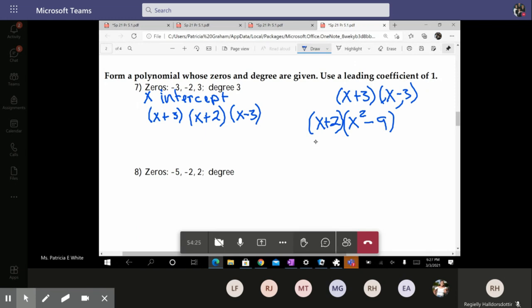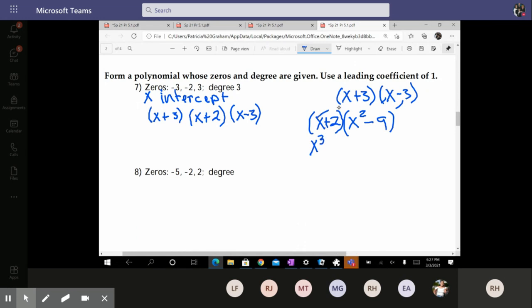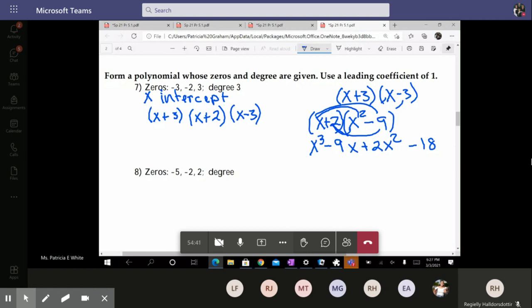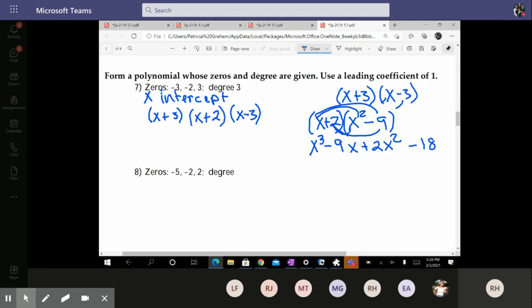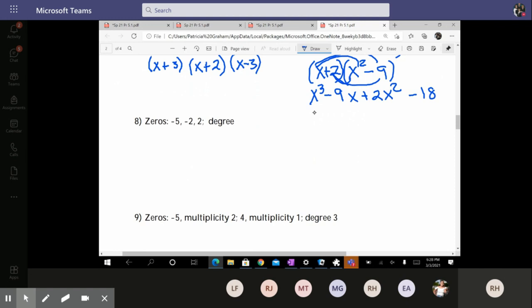So that's going to give me x to the third power minus 9x plus 2x squared minus 18. I'm going to rewrite it in descending order, right? So I want x to the third plus 2x squared minus 9x minus 18.